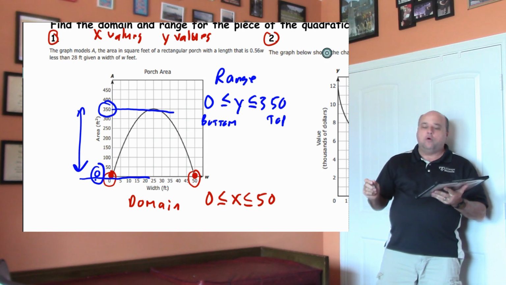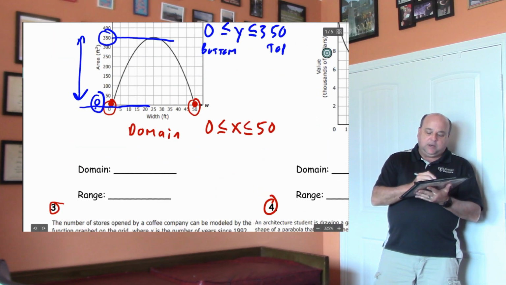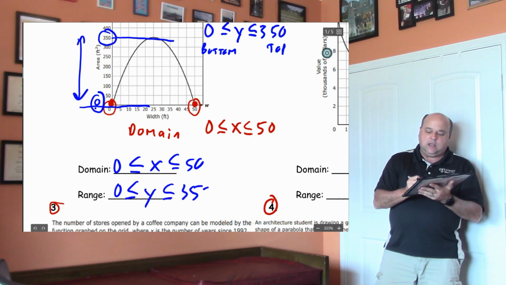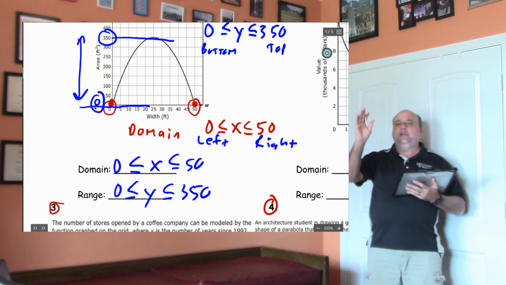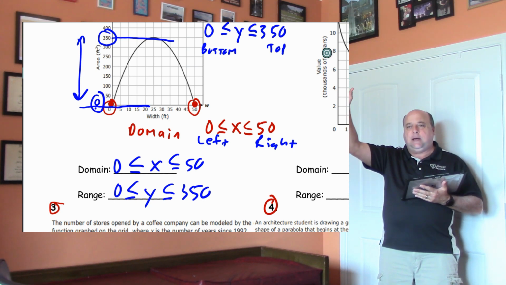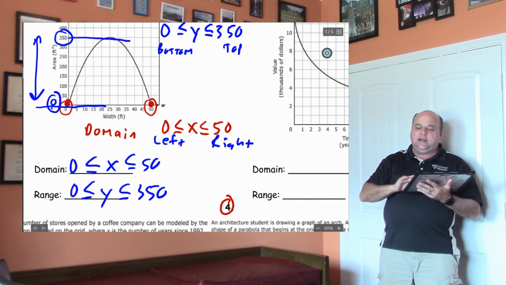Piece of cake. Now then, on your domain, remember, let's put it down here: 0 less than or equal to x, less than or equal to 50, and your range is 0 less than or equal to y, less than or equal to 350. Your domain will go from left to right, your range will go from bottom to top. And you always use less than or equal symbols in them. Let's go to the next one.